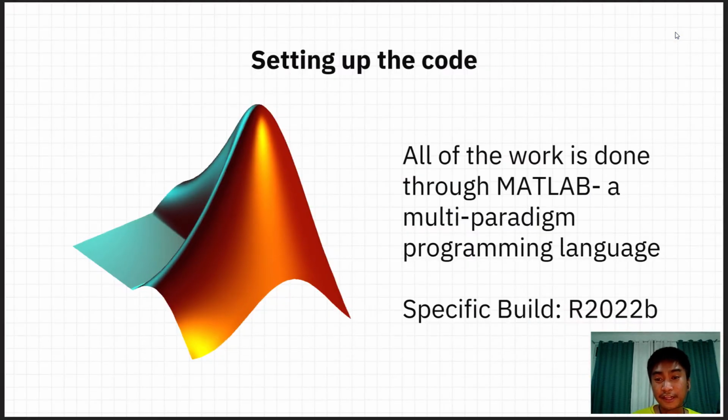Before setting up the code, all of the work is done through MATLAB, which is a multi-paradigm programming language. The specific build of MATLAB that I used is R2022b, which was released in the second week of September, so around 2 weeks ago.